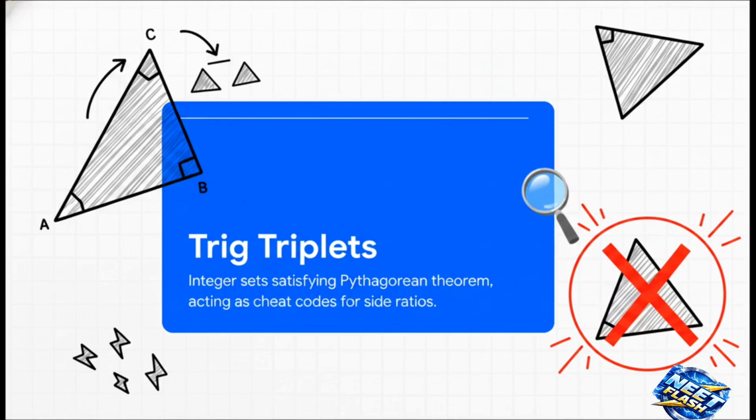Well, trigonometric triplets are specific sets of 3 whole number values that perfectly satisfy the Pythagorean theorem. They essentially act as instant cheat codes for figuring out side ratios. But hey, remember a vital foundational rule before we get too excited here. Trigonometry is strictly valid only for right-angled triangles. If you don't have a 90-degree angle, these cheat codes simply won't work.